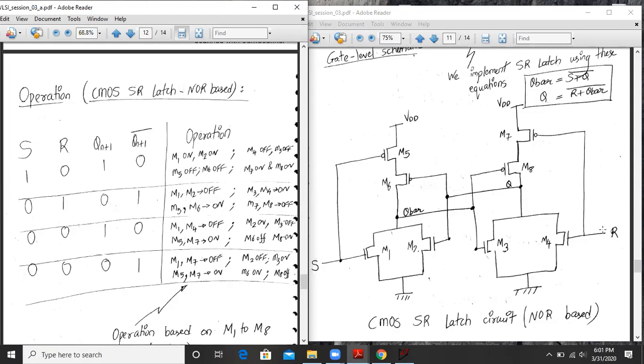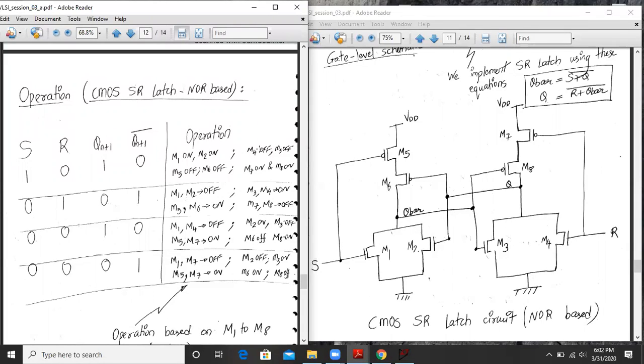Similarly, my R is 0. Whenever you apply logic 0 to an NMOS transistor, it is off. And whenever you apply logic 0 to a PMOS transistor, it is on. So my M7 is on and my M4 is off.